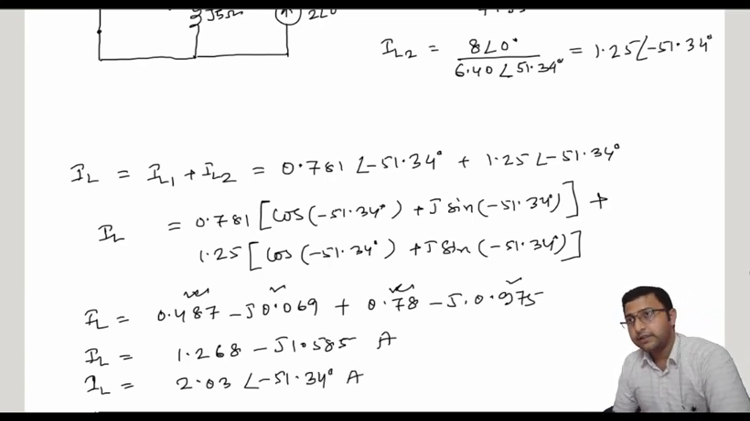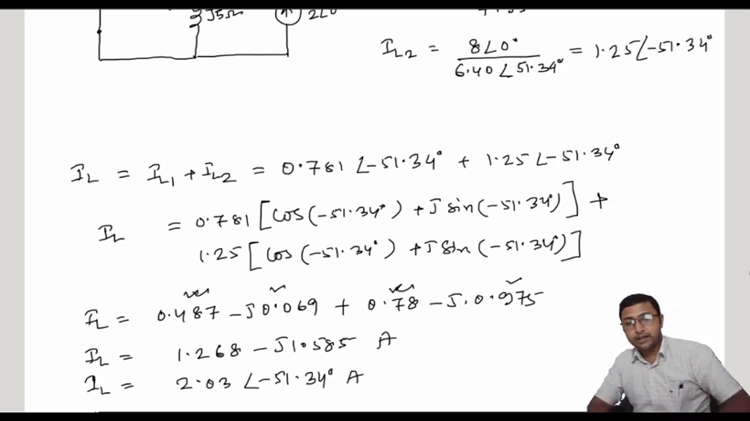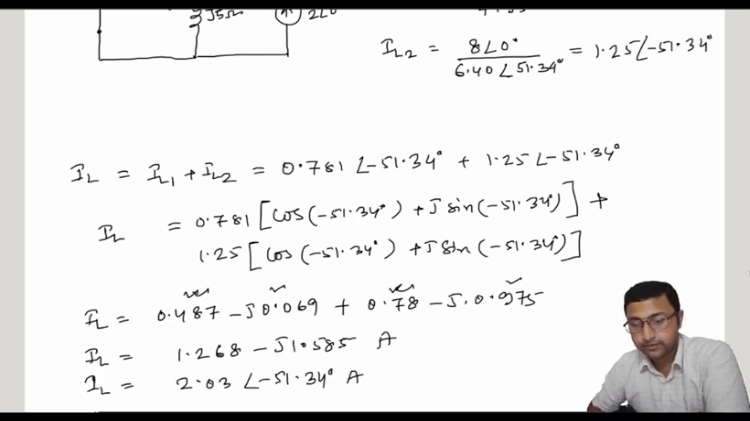Okay, the simple thing: if the Cartesian form is a plus jb, and I want to convert it into the polar form, the magnitude r will be square root of a square plus b square, and the angle will be tan inverse b by a. So the simple thing is there, nothing complicated. Okay, so this is the procedure of solving any network using the superposition theorem containing AC sources.